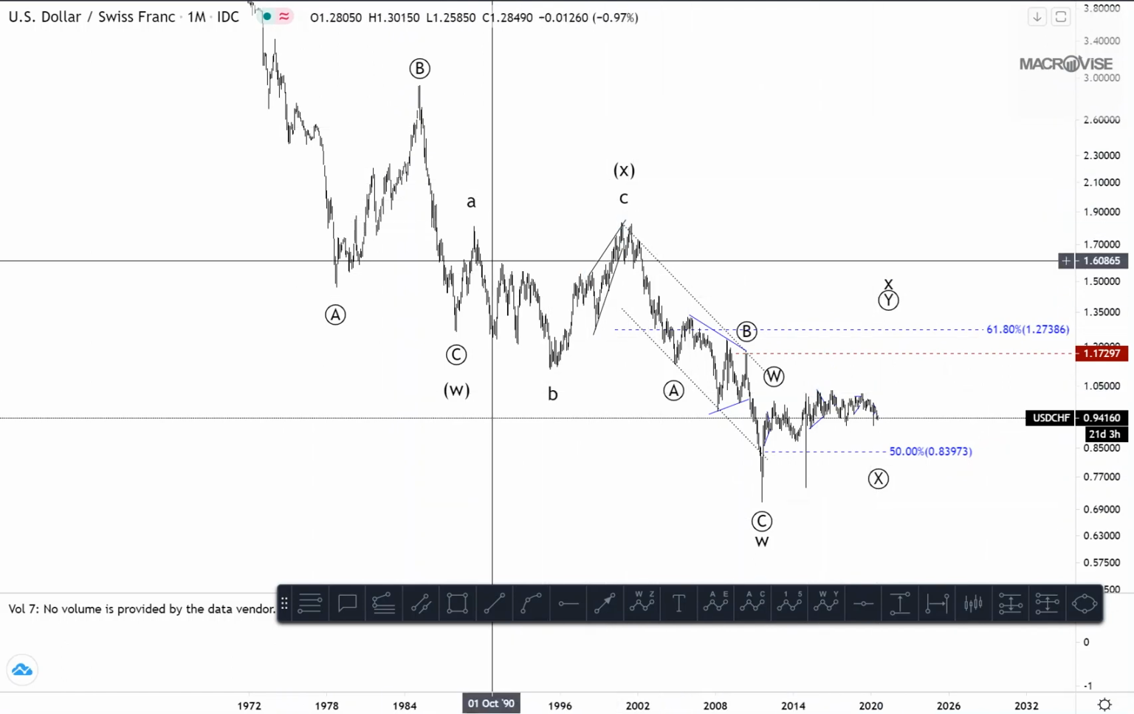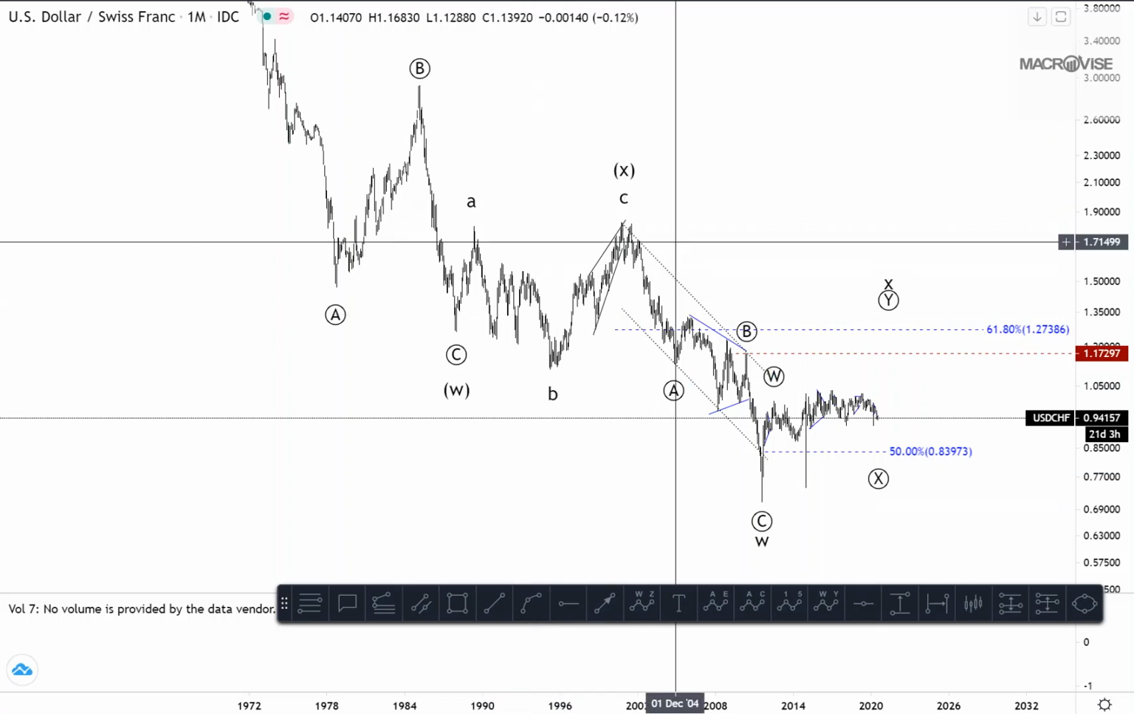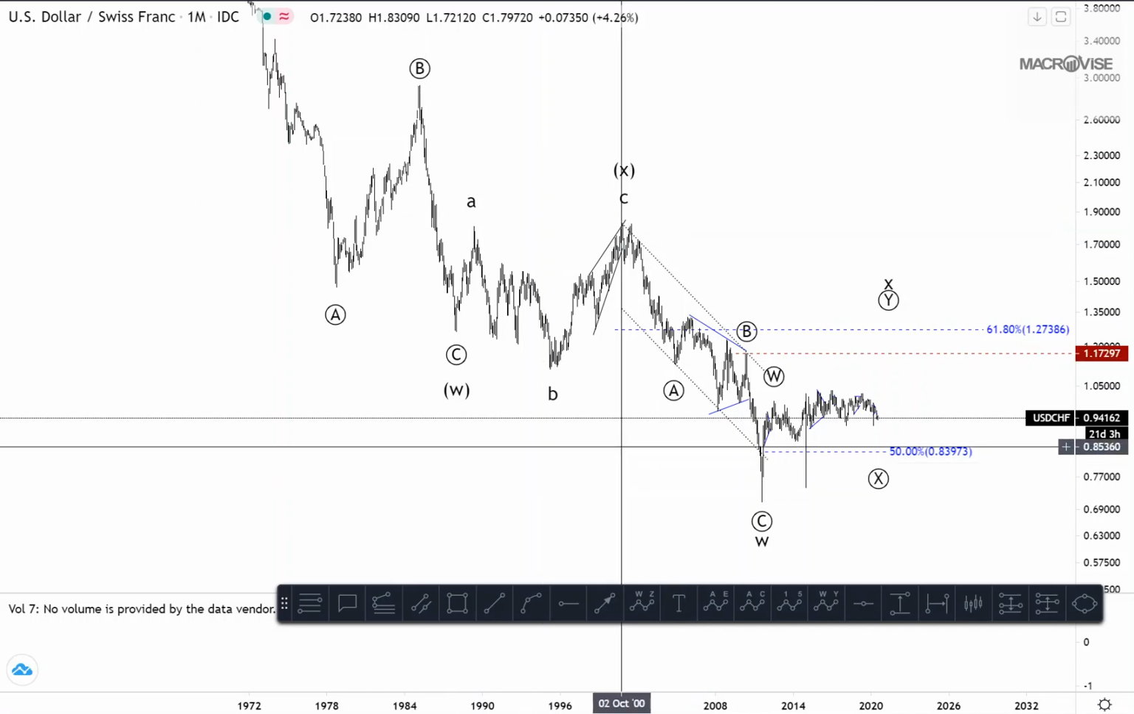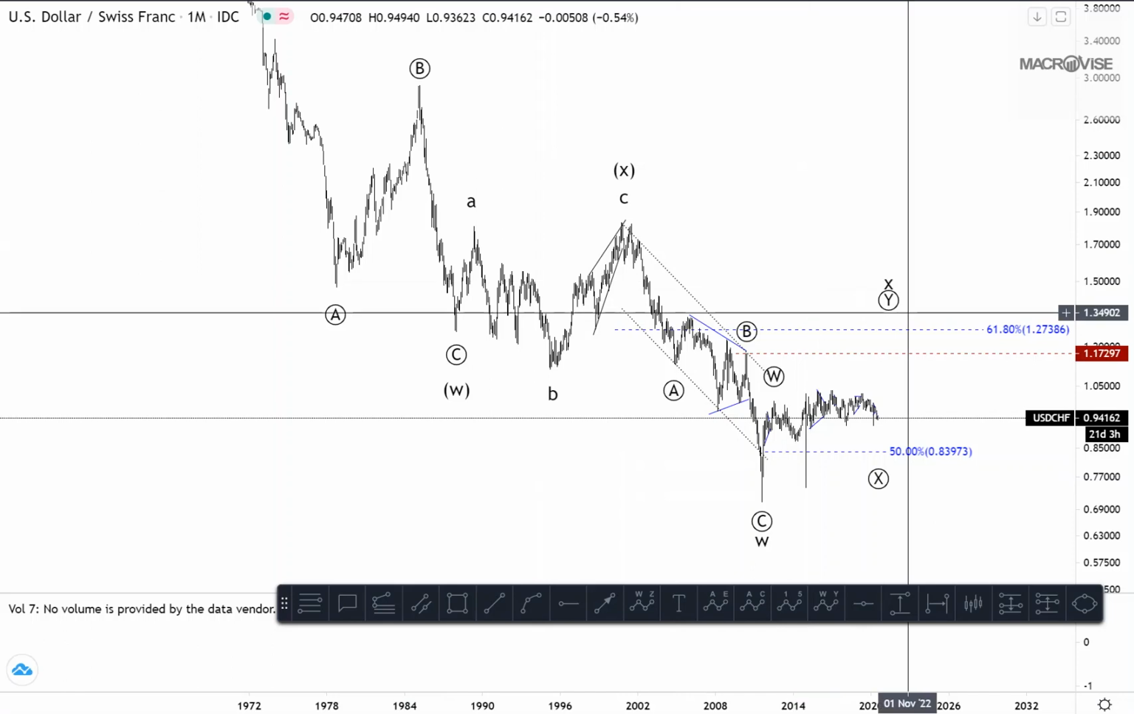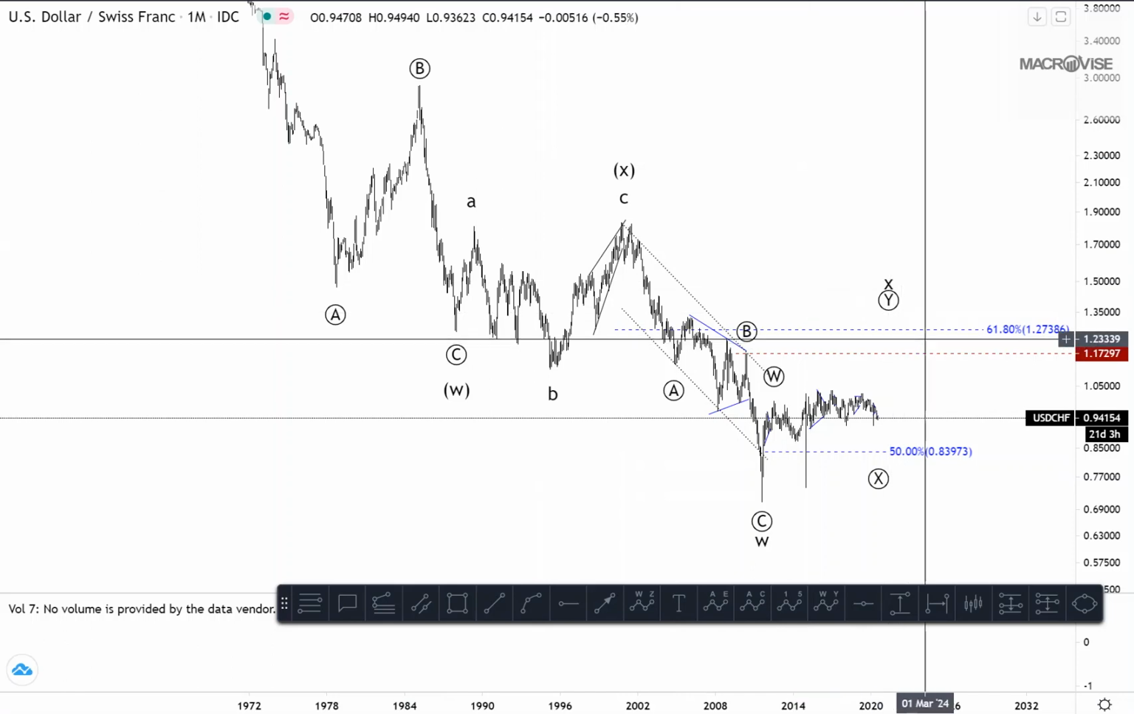The current pattern here is definitely up for debate, but we are definitely in a bear market without a doubt. Because of the current schematic of things, and we are definitely in a corrective phase here, we can make a case for an ensuing decline to occur here on USD Swiss franc.